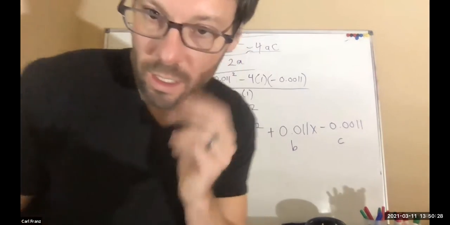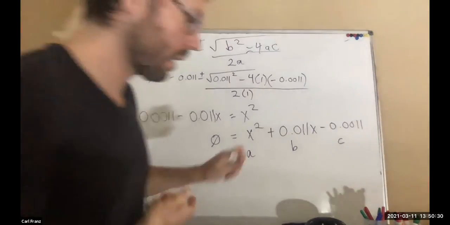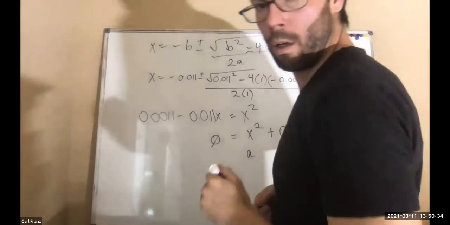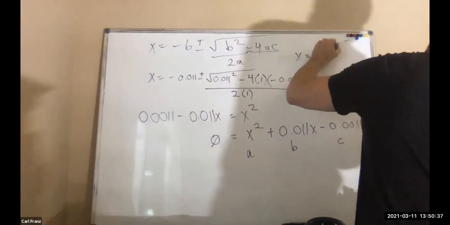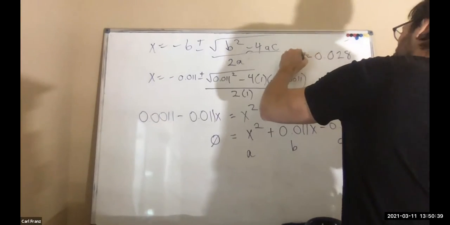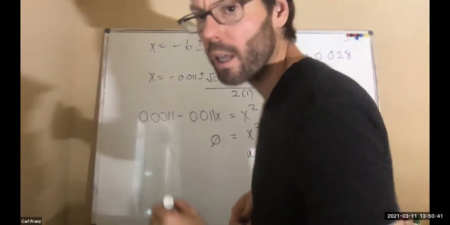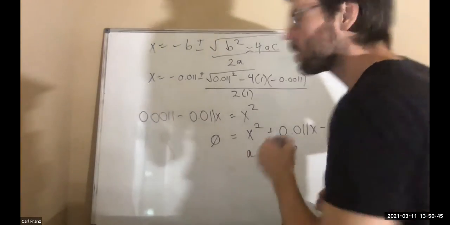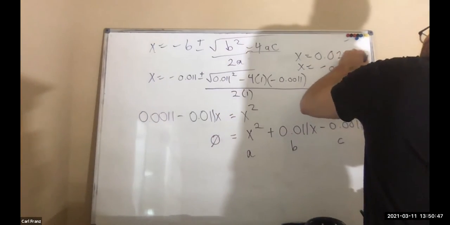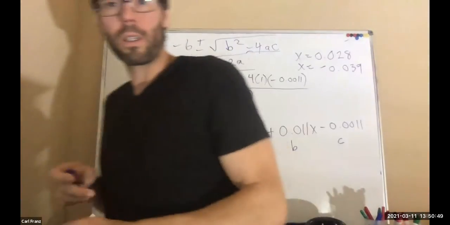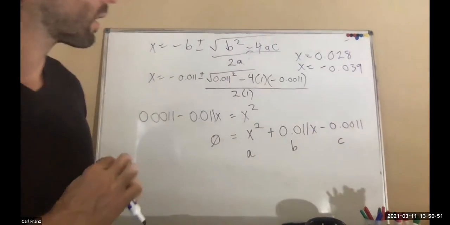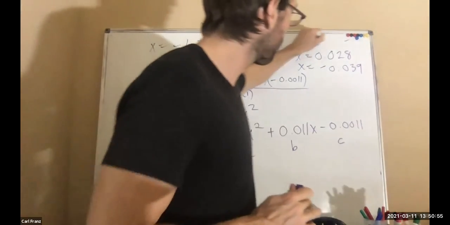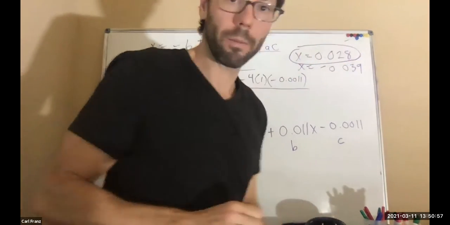Oh, I see it in the chat. Okay, X is either 0.028 or X is a negative 0.039. Well, I'm going to go with the positive one because I don't want a negative hydronium ion concentration in this case. So we're going to go with this value here.